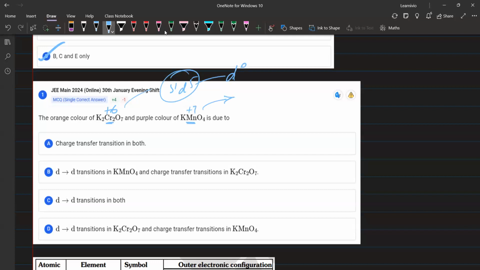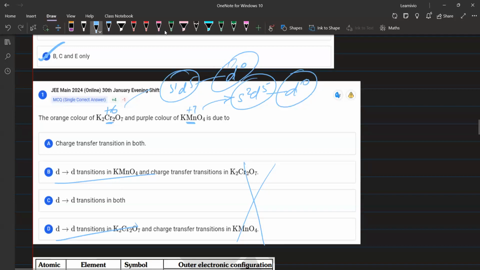Similarly, in the case of manganese also, you are going to have s2d5, right? And here you have +7 oxidation state. That means here also d0. If there is d0, then where will the d-d transition come from? So all of these B, C, D options cannot be true. Neither can the d-d transition take place for KMnO4, nor for K2Cr2O7. So the case for both doesn't arise, okay? The only option left is the charge transfer transition in both the cases.